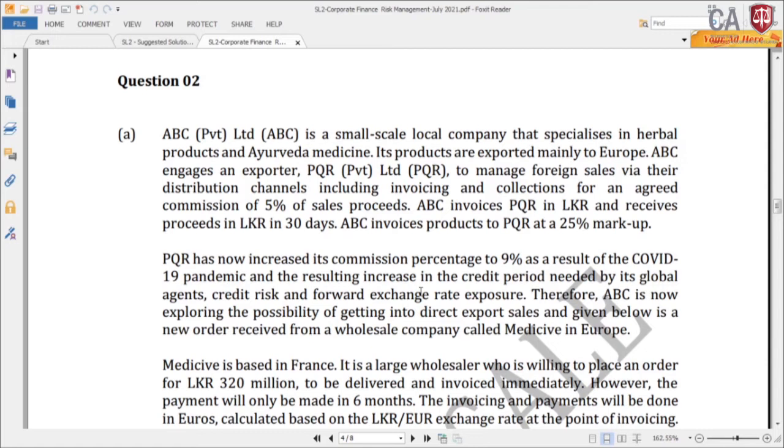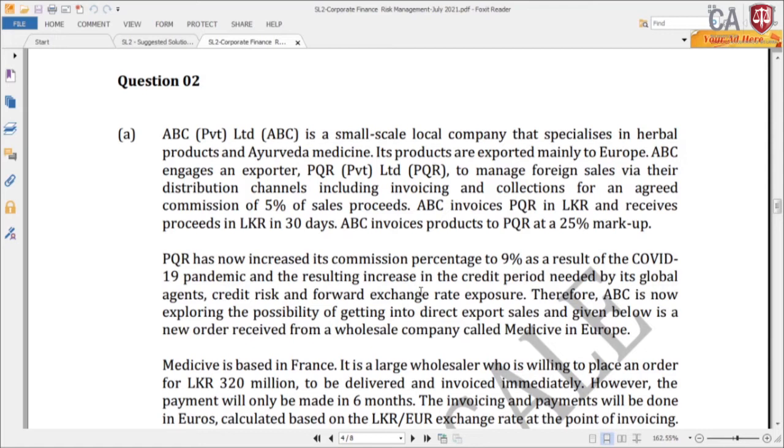So what you do, as a Sri Lankan local company, is sell the goods to the local company, and the local company is exporting to Europe. So actually you are not selling as such, you are basically passing the goods on to them and they send the goods to Europe. For that purpose, the local company, PQR, charges you a commission on the sale proceeds that they get.